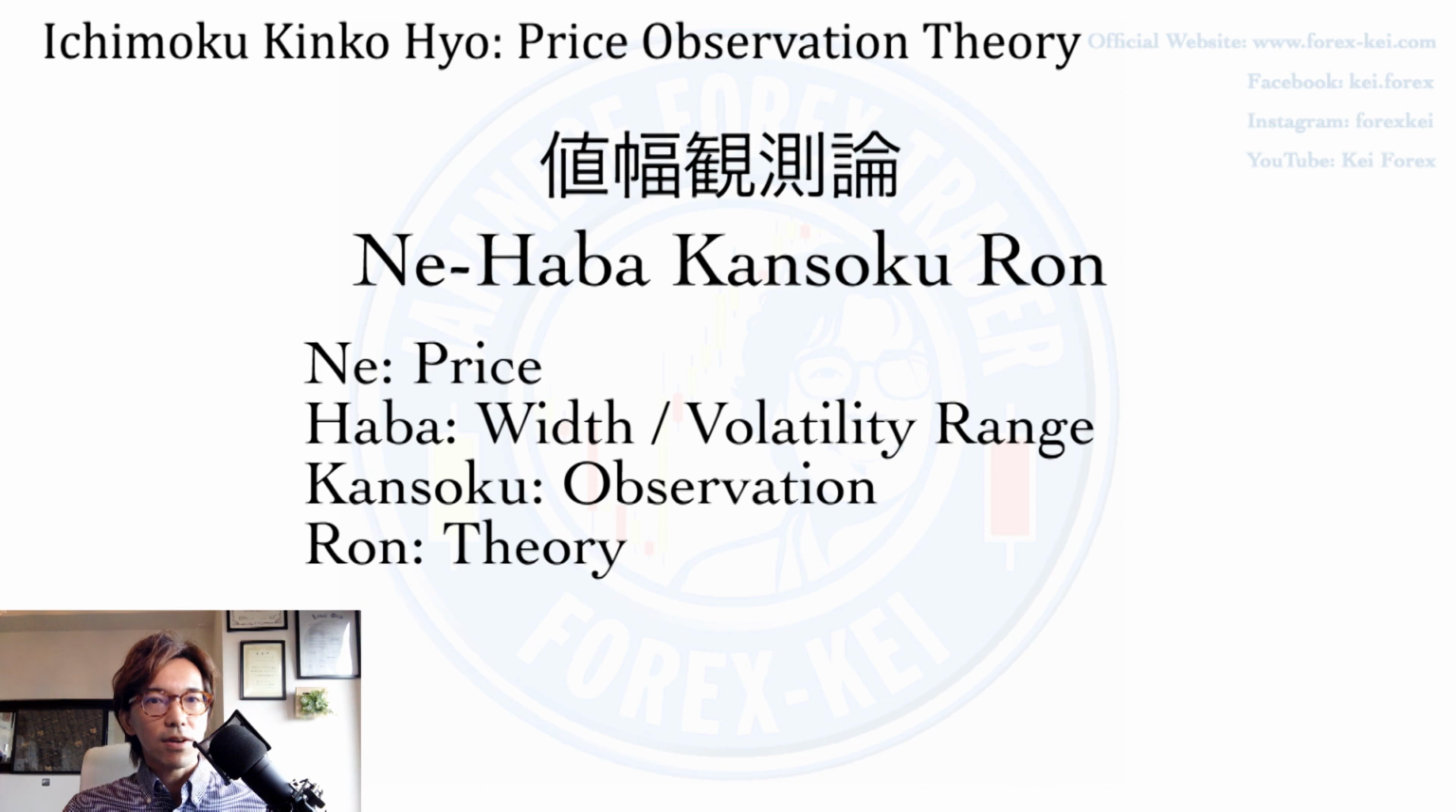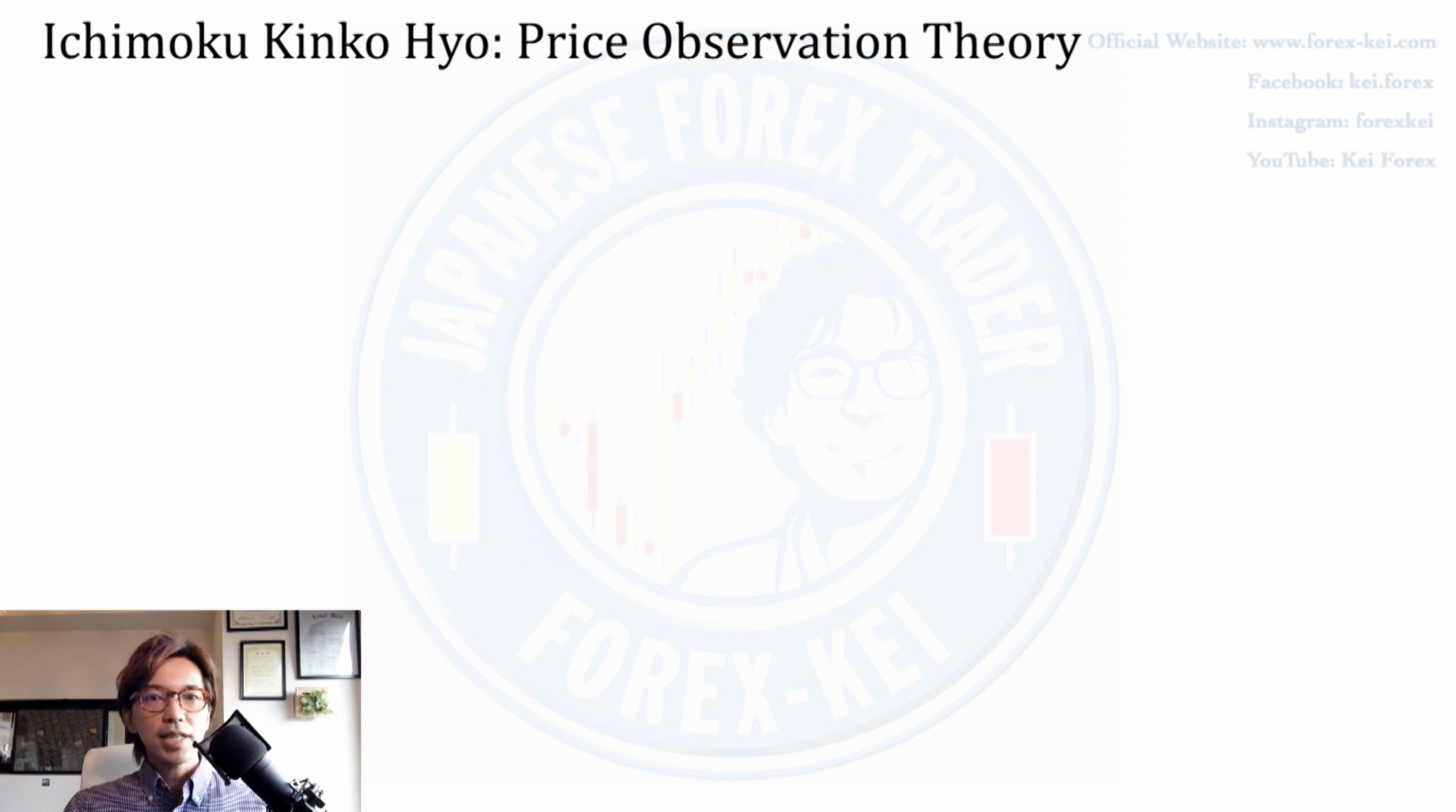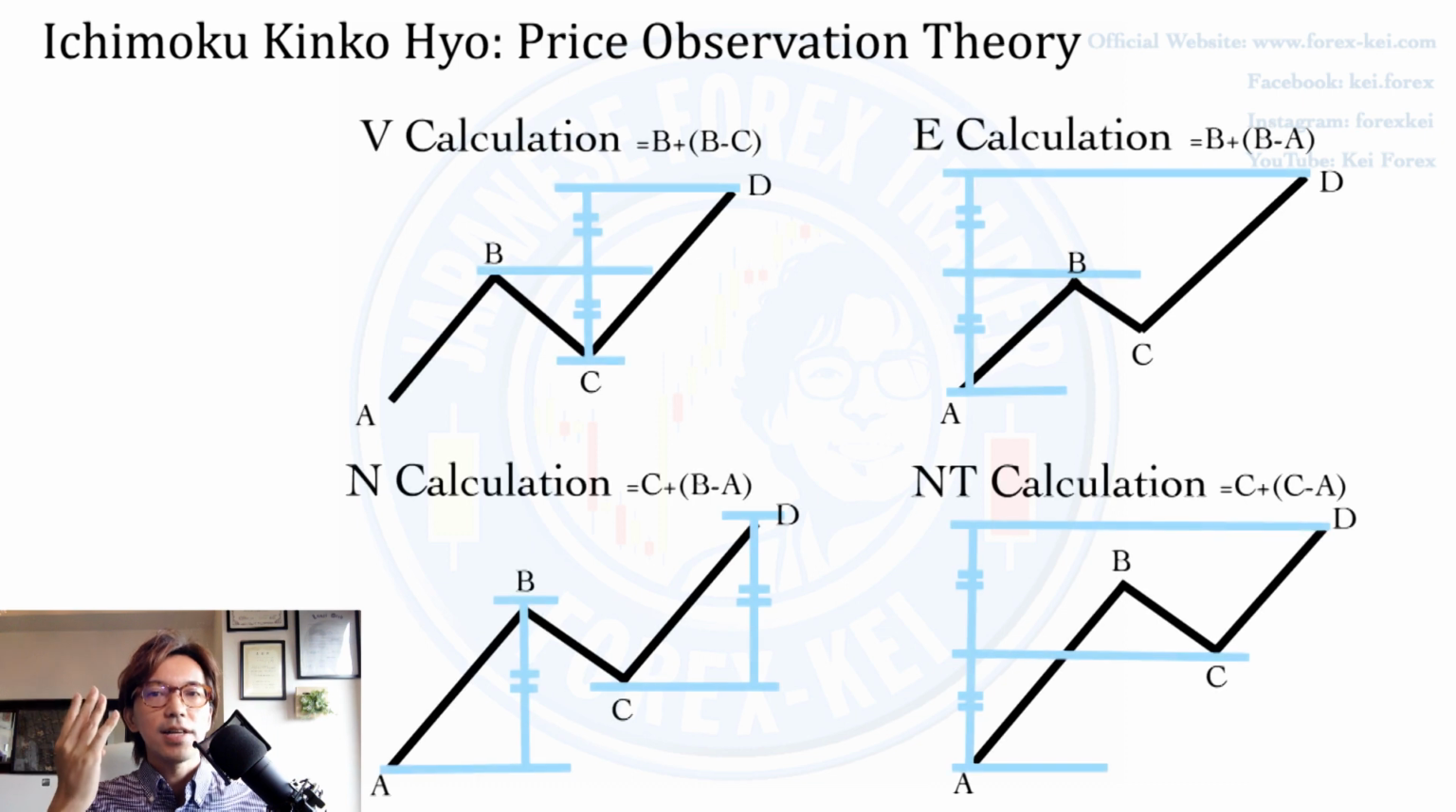But you know the idea from the original word, right? There is some width or volatility range involved in this theory. So what this means is simply you find 3 points and take those 3 numbers to calculate where the price can be extended in the future. You can call it a target, or you can call it a reverse point. And basically there are 4 types of calculations. Actually, there are some other variations to this, but basically, there are 4 types of calculations.